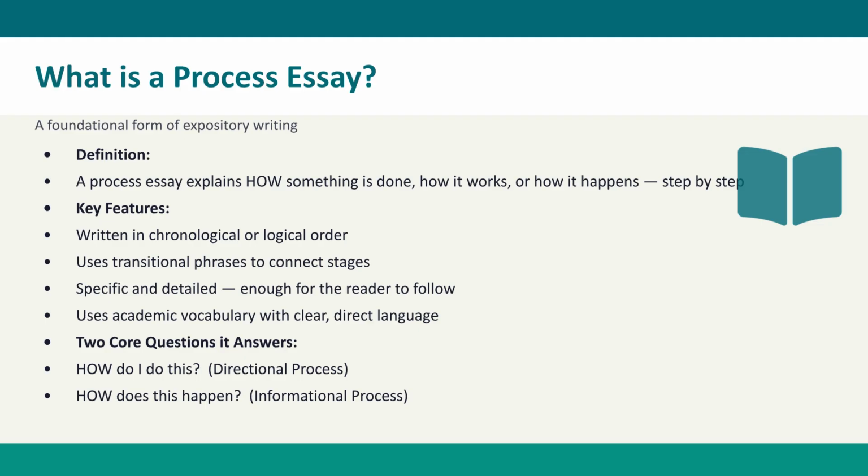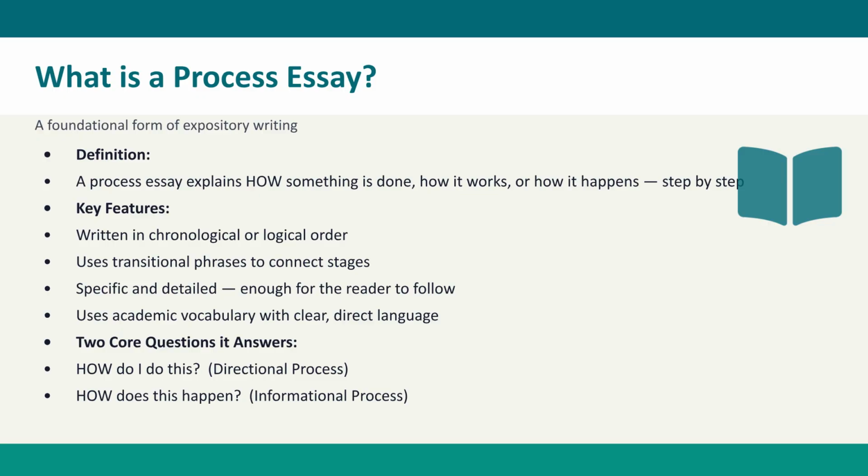Now look at the key features on this slide. First, it's written in chronological order. That means time matters. What happened first goes first. What happened last goes last. You can't jump around. Second, it uses transitional phrases. Words like first, next, subsequently, finally. These are the signposts that tell your reader, we're moving from one stage to the next. Without them, your essay feels like a pile of notes rather than a structured argument.